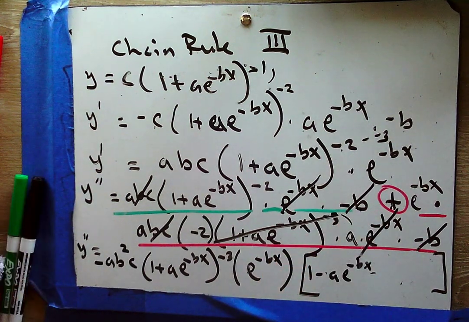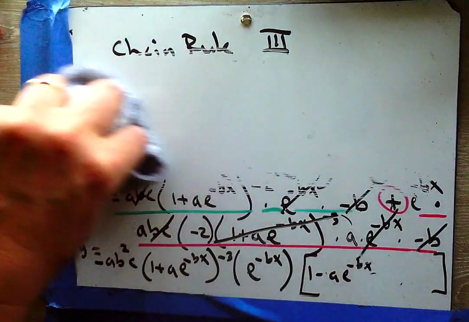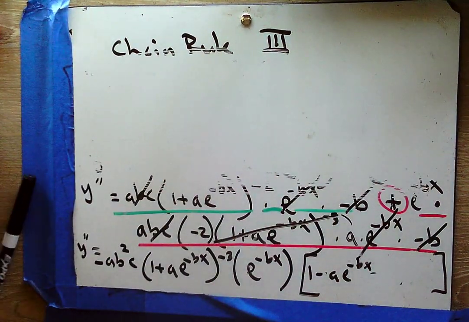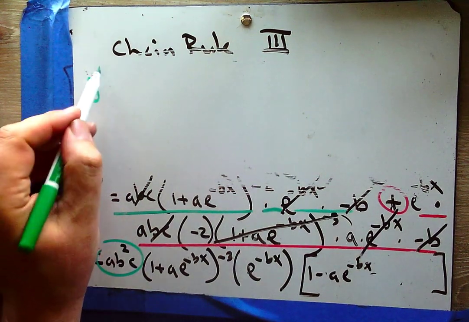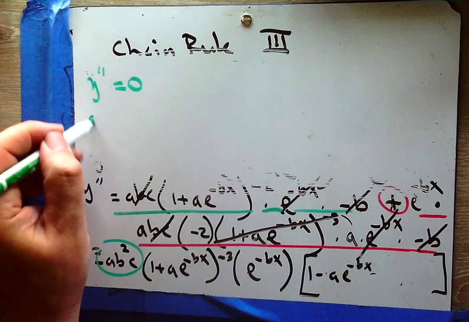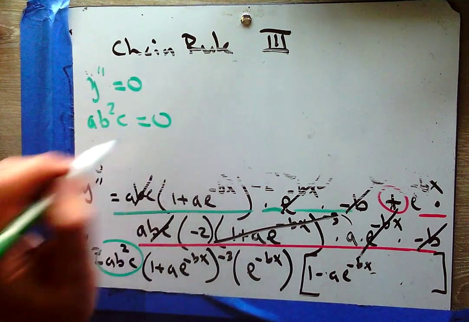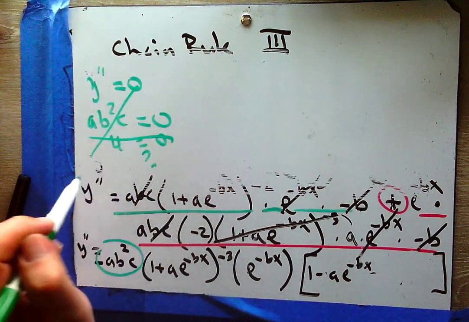Now comes the time. Now remember, we were trying to find out where the inflection point was on this logistic function. This is all constant. I'm looking for y double prime equal to 0. These are just constants. A b squared c equals 0. Yeah, 4 equals 0. No, you don't have to worry about that.